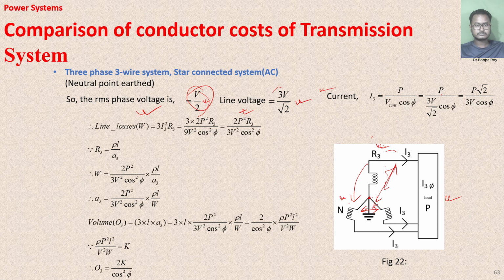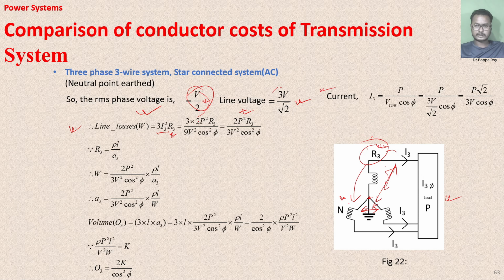So at last we'll calculate the volume. For that we have to first calculate the line loss W. Line loss, I square R, same thing. In the place of I square, we are putting 3 I3 square. I3 current is flowing through this system, and 3 because of 3 conductors. So 3 I3 square R3. R3 is the resistance for this system.